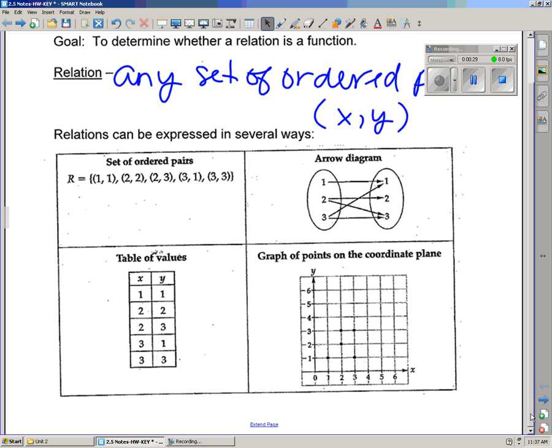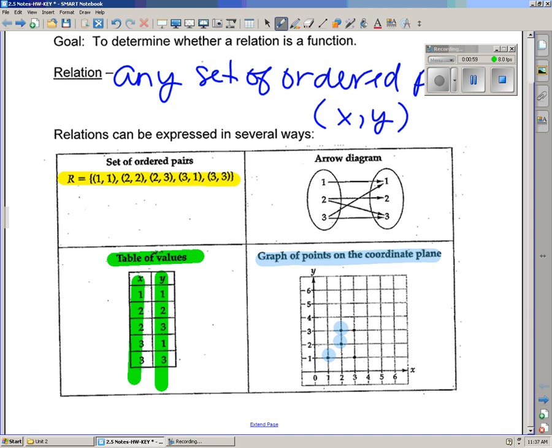It can be written as a set of ordered pairs, which is what you see right here. The relation is the set of (1, 1), (2, 2), etc. These exact same ordered pairs can be shown other ways. They can be shown in a table of values. We're taking the same x, y coordinates, (1, 1), (2, 2), (2, 3), etc., but putting them in a table of values chart. We could also graph these particular points on a grid. It's the same points, (1, 1), (2, 2), (2, 3), etc.